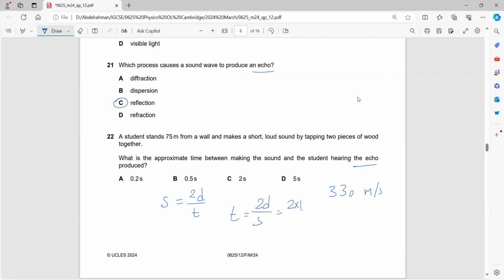So 2 times 75 over 330. The closest number would be 0.5 seconds. This would be the closest value. That's it.